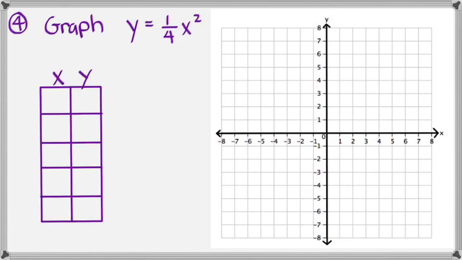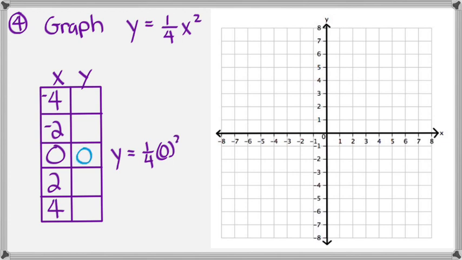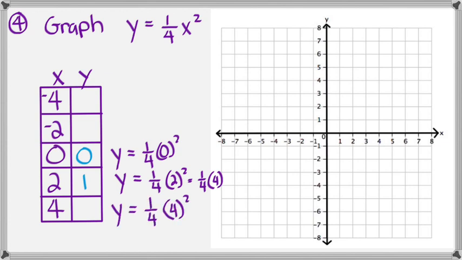What happens when we have a smaller a value? When I do the math here, 1/4 times 0 is still 0. And 1/4 of 2 squared, which is 4, is just going to be 1. And 1/4 of 4 squared, which is 16, is going to be 4. And then we mirror.